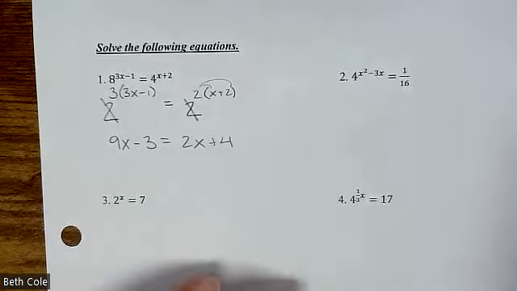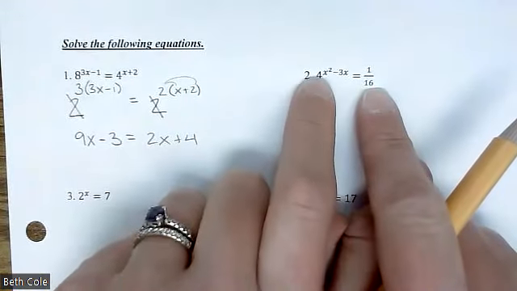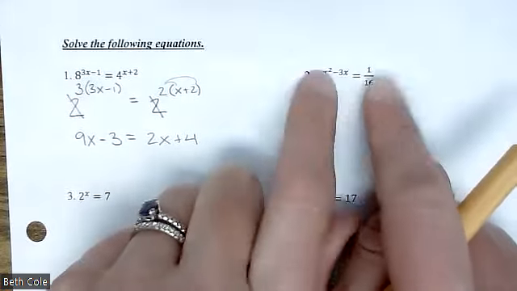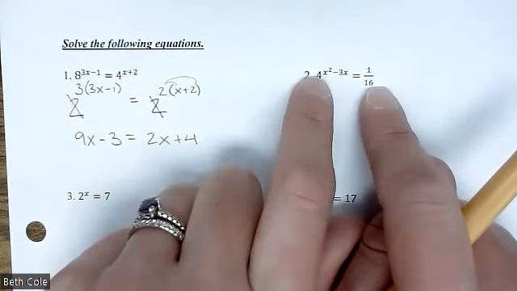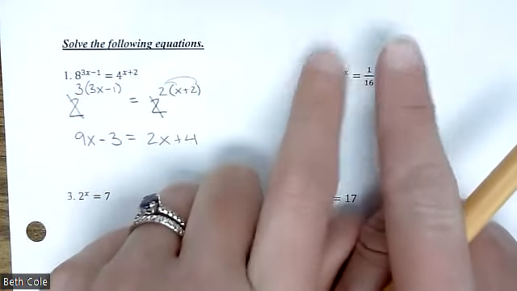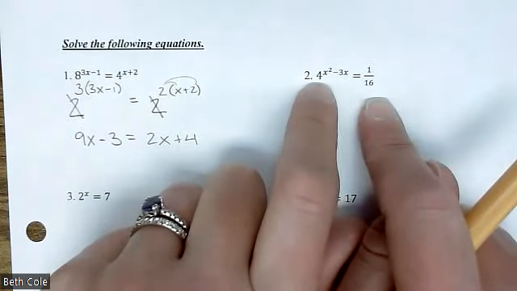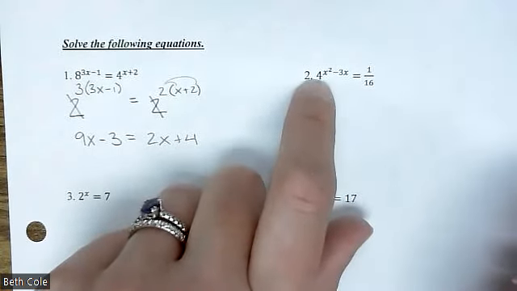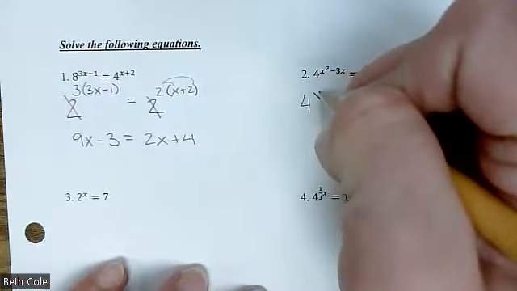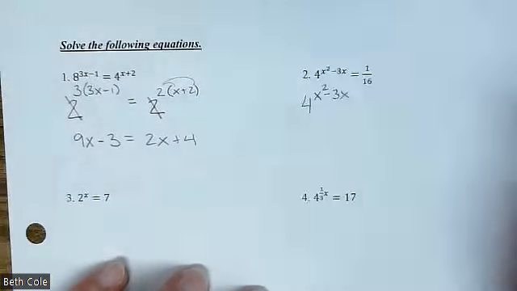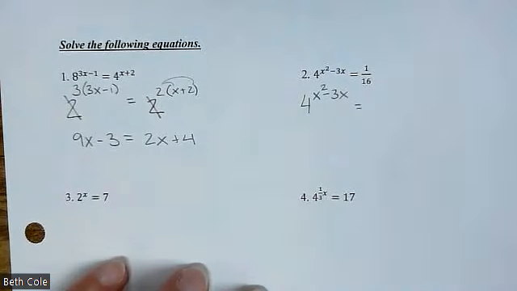Okay. So let's look at this one. You have a 4 and you have a 1/16. What's a base you could turn them both into? 4. And do you see how this one already is 4? That's great. No work. Just copy that over. Hey, Miss Cole, looks like you just rewrote the problem. Sure did. There's a lot of that in math class.